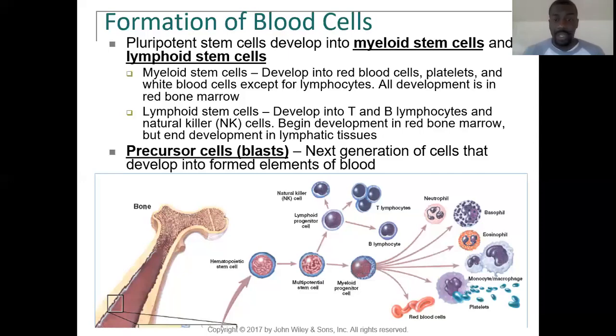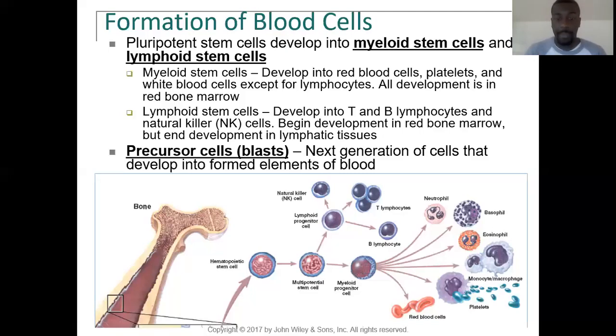Once they decide which pathway they're going to go into, once they become a myeloid progenitor cell or a lymphoid progenitor cell or stem cell, they're eventually going to form some precursor cells. Those precursor cells are also called blasts. These are where the cells eventually become kind of committed to that particular pathway.